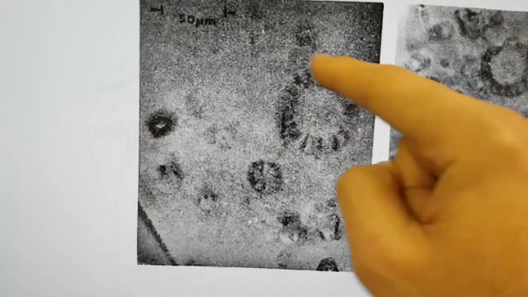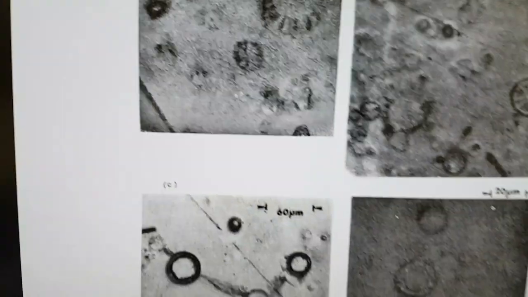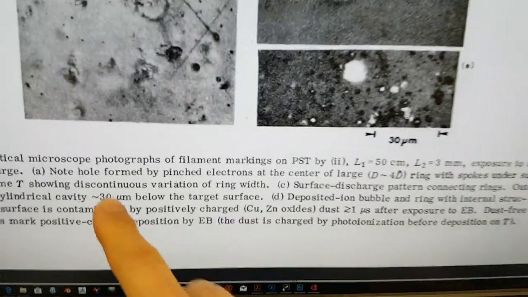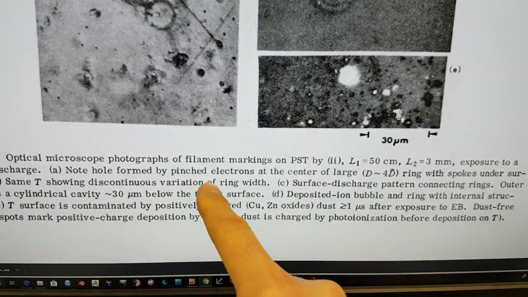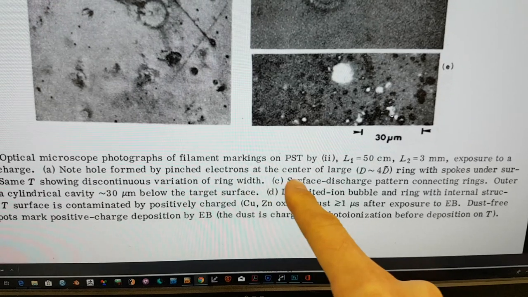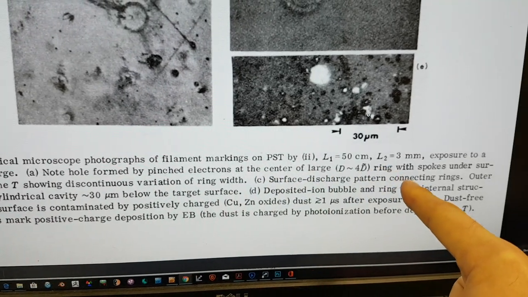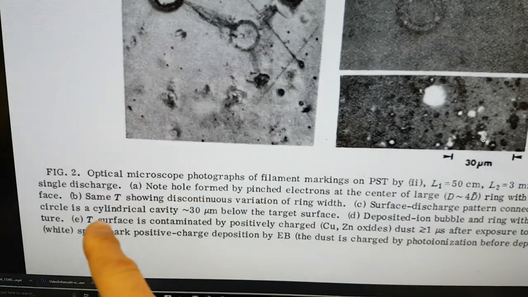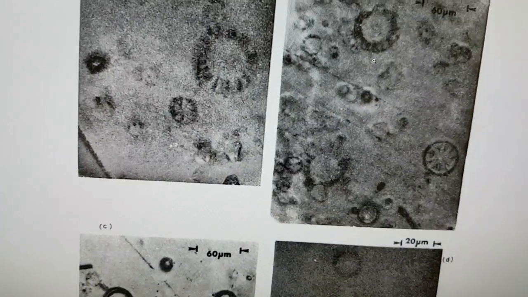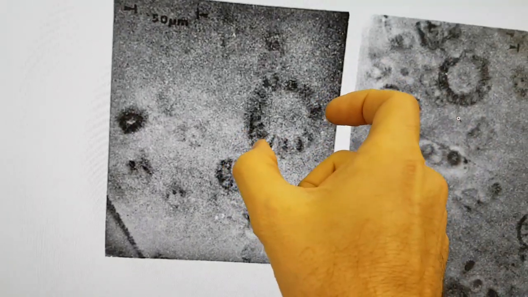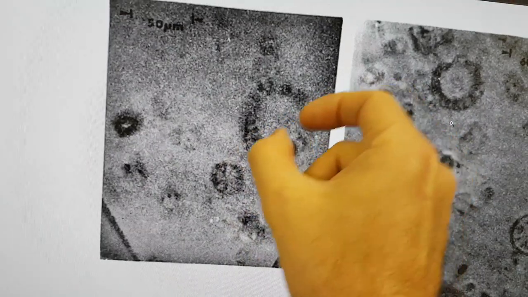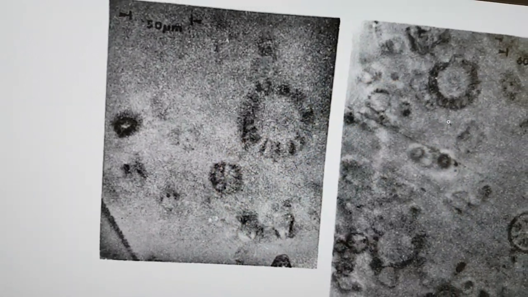So he's referring to this one here, and he says down here, "Note, hole formed by pinched electrons at the center of large D4D ring with the spokes under surface." So essentially what he's saying is the D, and then that's 4D for the size of that ring.